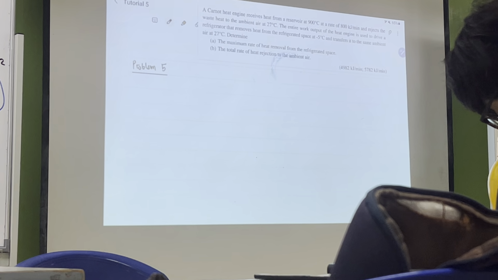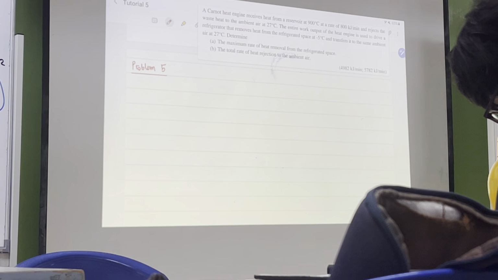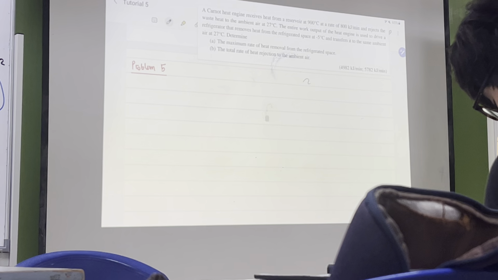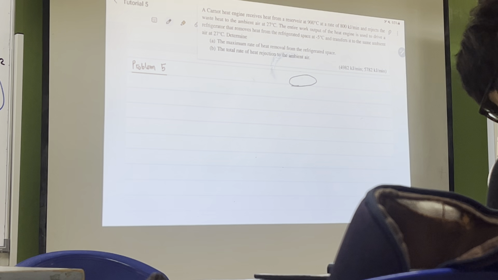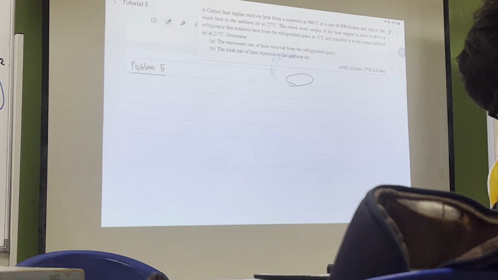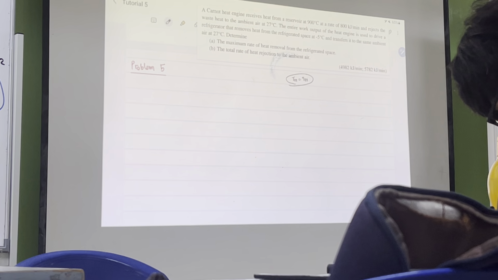So in this case, you have both a heat engine as well as a refrigerator. Let's draw the second law diagram here first and see how it looks. Carnot heat engine is a key term, because the moment the question says Carnot heat engine, you know it runs on the Carnot cycle, the most ideal cycle. So TH in this case is 900 degrees Celsius.